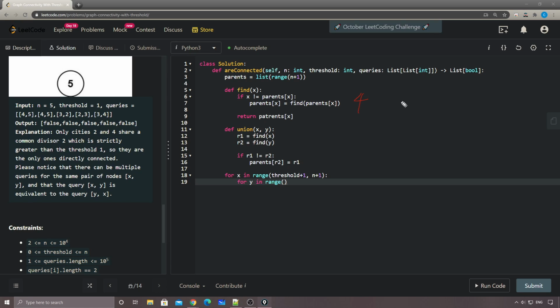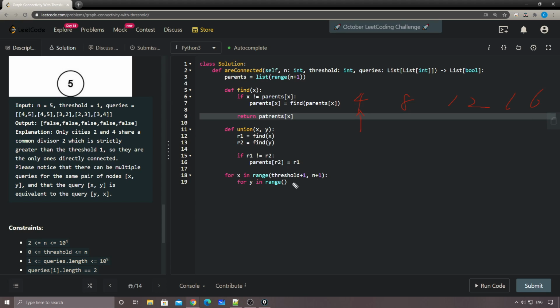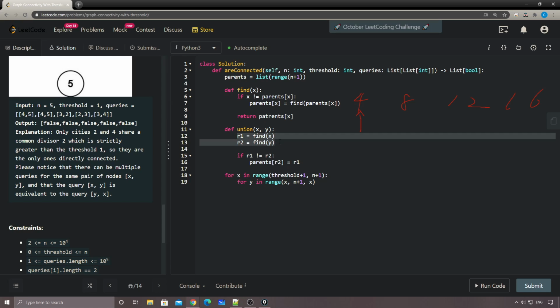Like so we have 4, 8, 12, 16. So now we're at 4. We need to union 8, 12, and 16, right? So we should start from, I mean, we can either start from x, it doesn't really matter. I think we can start from 2x or x. I think x is fine because x and y are the same, right? So of course they will have the same root. So I think it will just skip that. So I think we should start from 2x, right?